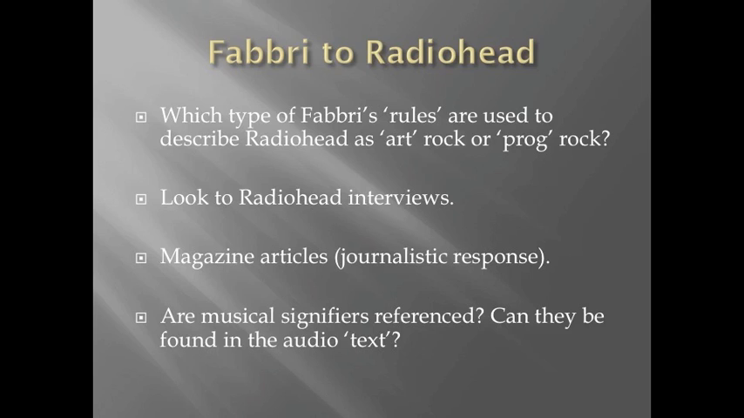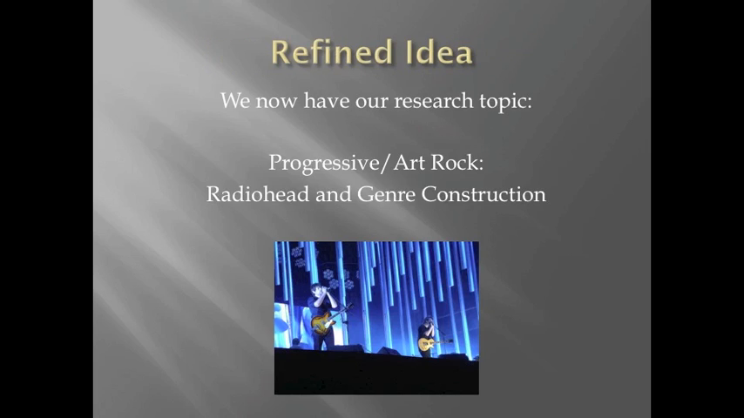So I think by this point I've got my refined idea of what I want to look at. Again, this is just an example. It's just a quick way of showing you how to refine your project. So we've got a research topic here: progressive or art rock, Radiohead and genre construction. So how do Radiohead fit into this idea of progressive rock or art rock, and how are these genres perhaps defined?